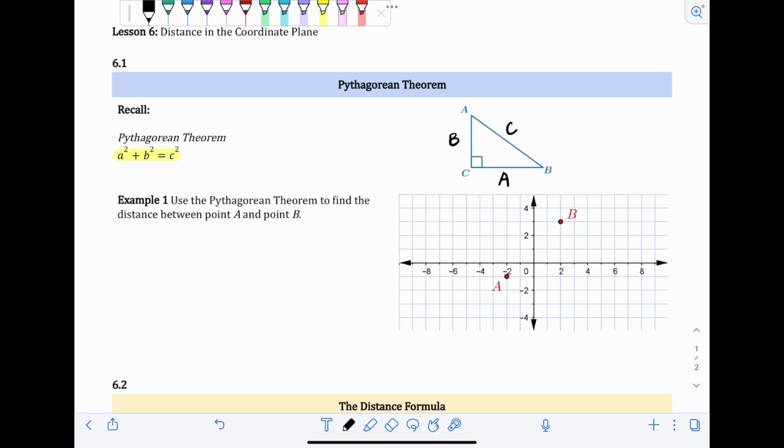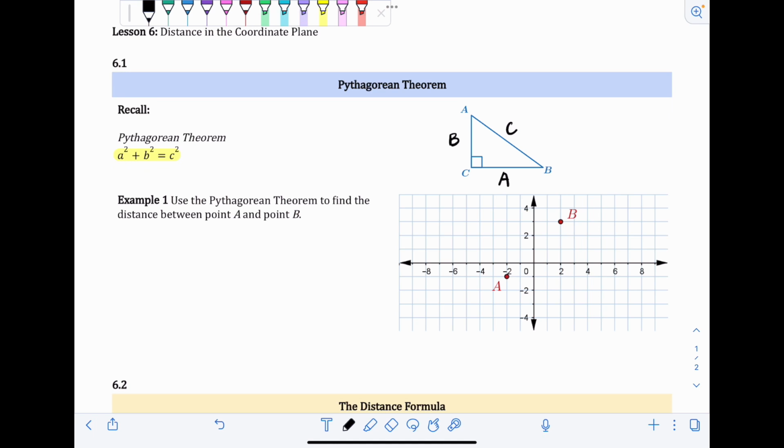Okay, so example 1, use Pythagorean theorem to find the distance between point A and point B. So usually we use Pythagorean theorem to find a missing side of a triangle, and on this graph we just have 2 points, but we can create a right triangle between those 2 points by drawing a vertical line, a horizontal line, and then connecting the 2 points.